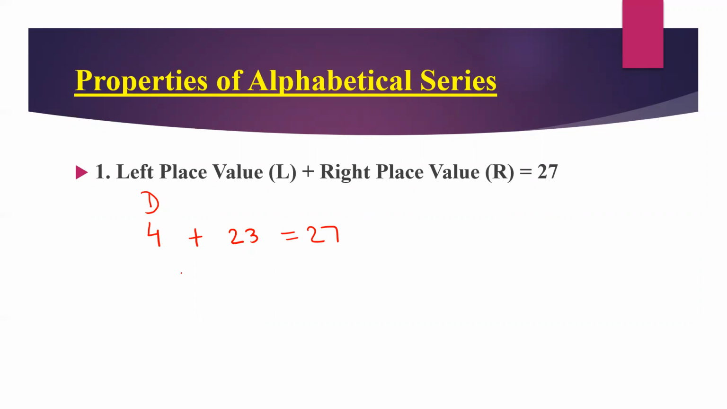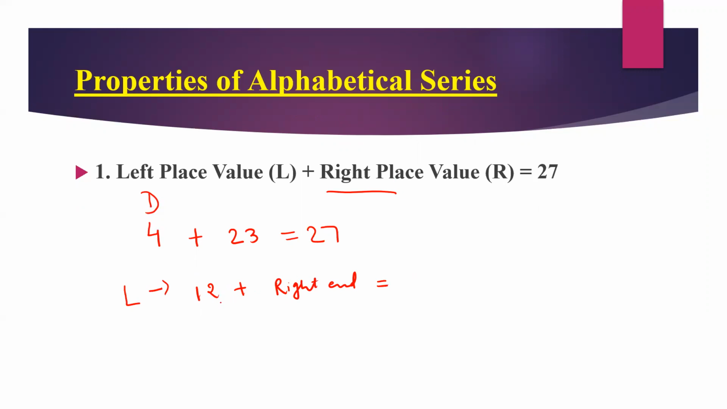So what is the use of this property? If we have to find a place value from the right hand, do we need to count it? No, we don't need to count it. Suppose the question asks, what is the place value of L from the right hand? For letter L, we know its place value from the left hand. It is 12, right? But we don't know its place value from the right hand.